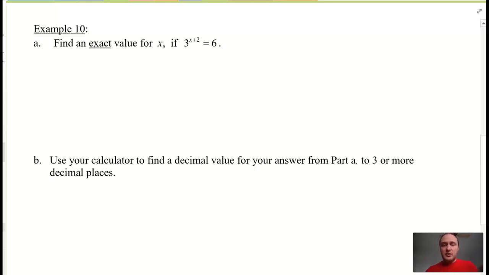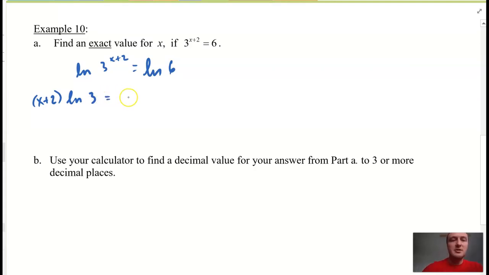This is what we did in Accelerated Math 3. If I want to bring down a power, I have to use a logarithm. So I'll take the logarithm of 3 to the power of x plus 2, and this is equal to the natural log of 6. Now that I have a log, I can bring down that power out front. Anytime you see a binomial, make sure you put parentheses around it. So I have (x plus 2) times the natural log of 3 is equal to the natural log of 6.